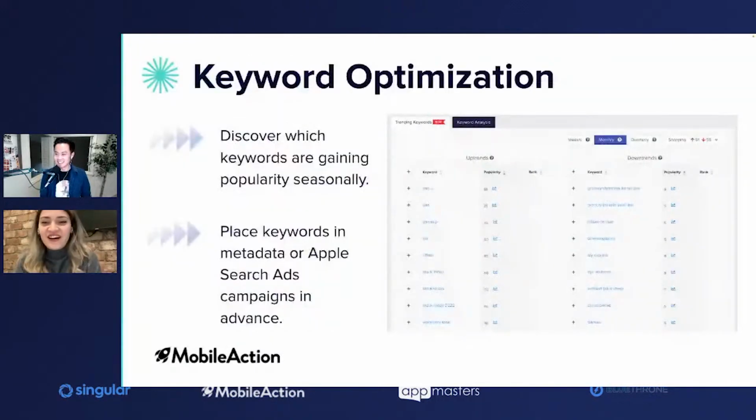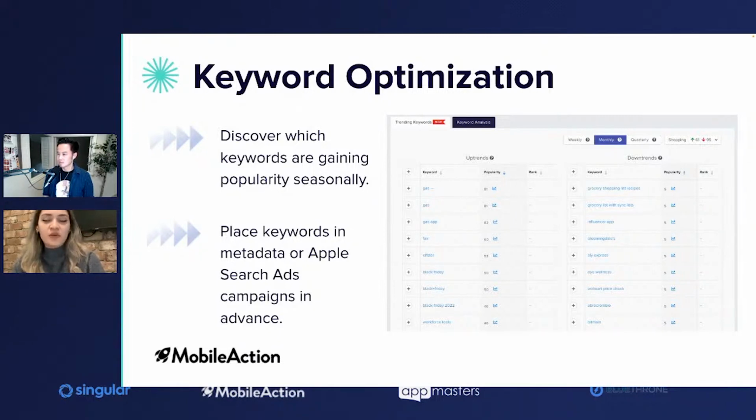I like it. Awesome. So moving on to keyword optimization. Again, as I mentioned, different keywords tend to gain popularity during certain seasons. You might actually need an ASO tool such as Mobile Action to discover these trends. Here you're seeing a screenshot of Mobile Action, and in the shopping category, the keywords that are getting more and more popular are obviously Black Friday. If we want to gain visibility for these seasonally popular keywords, we need to either place them in our metadata or our search ads campaigns.